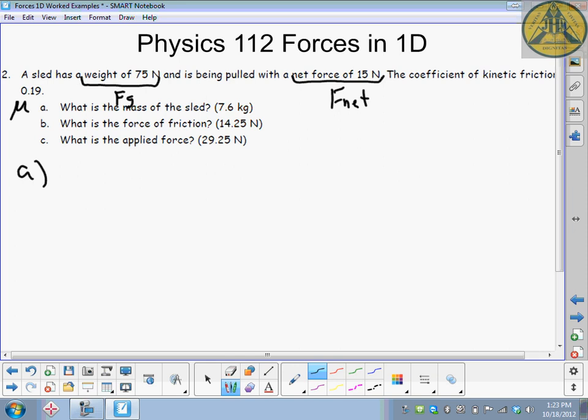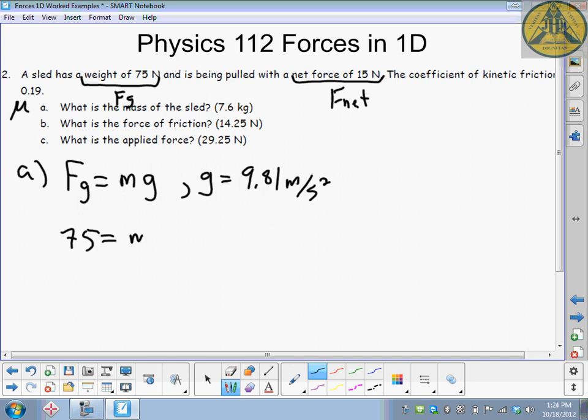Okay, so we're given weight. Weight equals mass times the acceleration due to gravity. Acceleration due to gravity is always 9.81 meters per second squared for us. So as long as our force is given in newtons, we'll get our mass out in kilograms. So put the numbers in. 75 equals m times 9.81. Divide both sides by 9.81. And we have our answer. M comes out to be 7.6 kilograms.